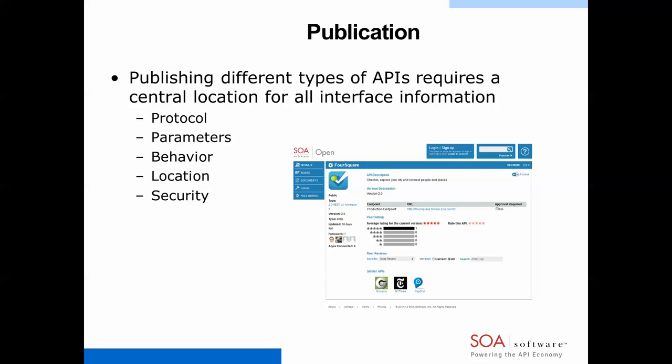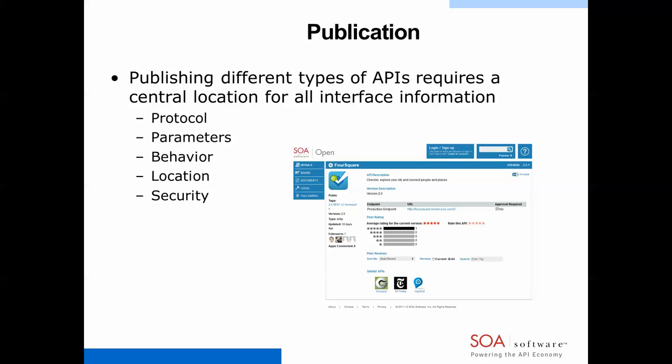Let's look first at publication. So the publication of different types of APIs requires a central location for all the interface information. You need to be able to describe the protocol, the parameters, how the API behaves, its location, and how it is secured. And this is a pretty broad set of things. Your protocol is going to be different depending on what that channel is or what is supported. You need to be able to describe a WebSockets kind of interaction. You need to be able to describe MQ or JMS or SOAP.